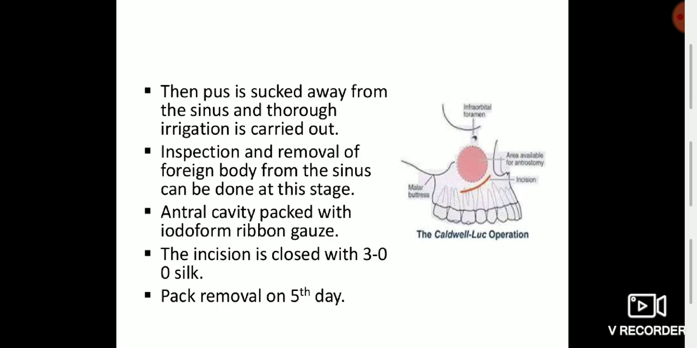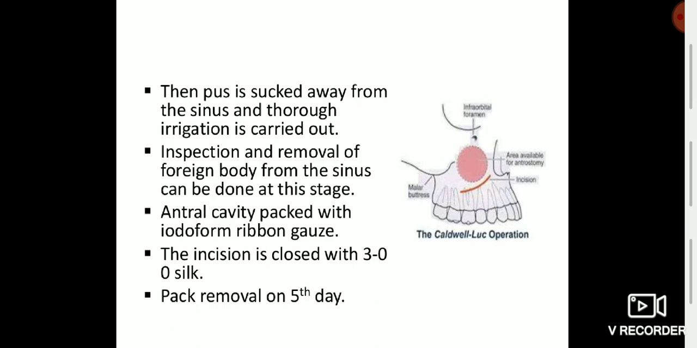The pus which is in the maxillary sinus is sucked away from the sinus and thorough irrigation is carried out. The inspection and removal of foreign body in the sinus can be done at this stage. The antral cavity is packed with iodoform ribbon gauze. The incision is closed with 3-0 silk and the pack is removed on the 5th day.